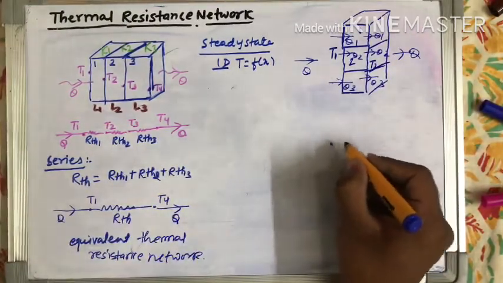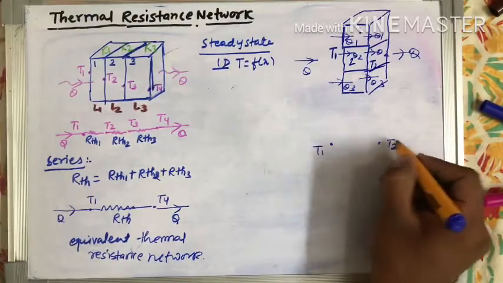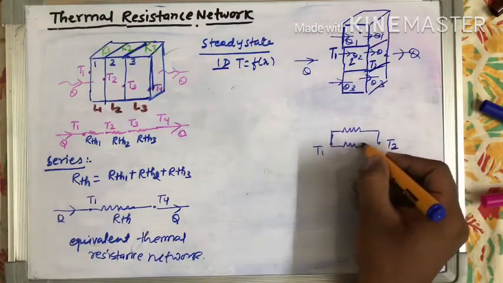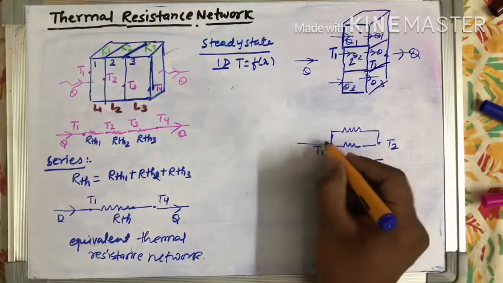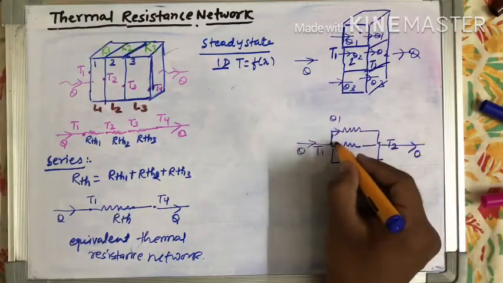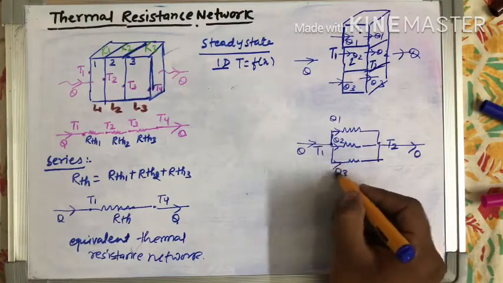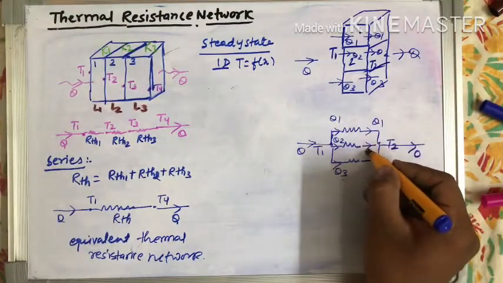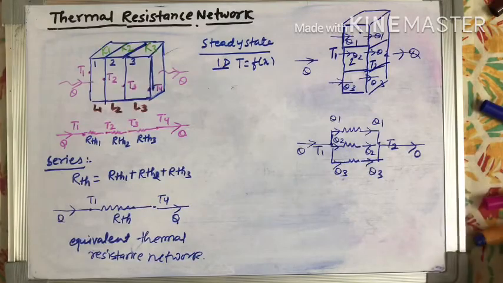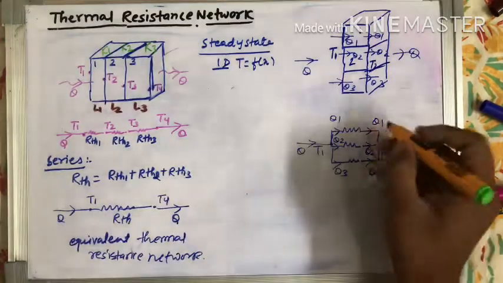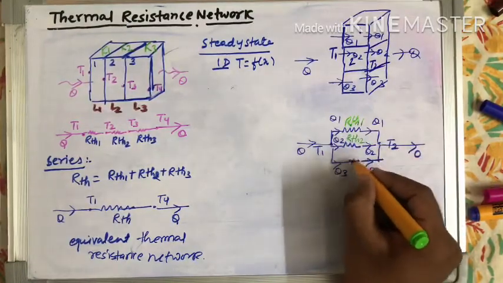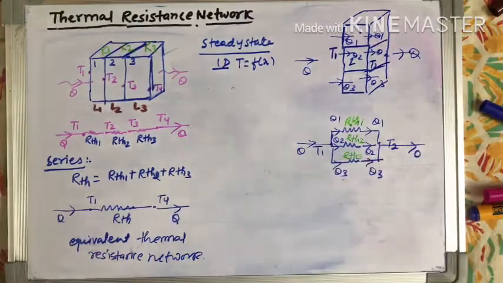In this condition I can see that this is T1, this is T2, and there are 3 materials, so having 3 resistances. This is 1, this is 2, and this is 3. Heat is flowing from this side and going to this side. Here heat is Q1, here Q2, and here Q3. And the thermal resistance for this particular case is, for the first, RTH1, for the second RTH2, and for the third RTH3.